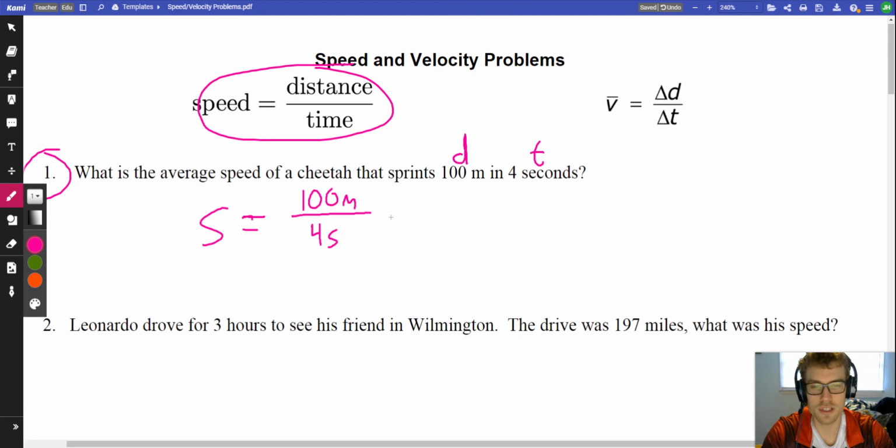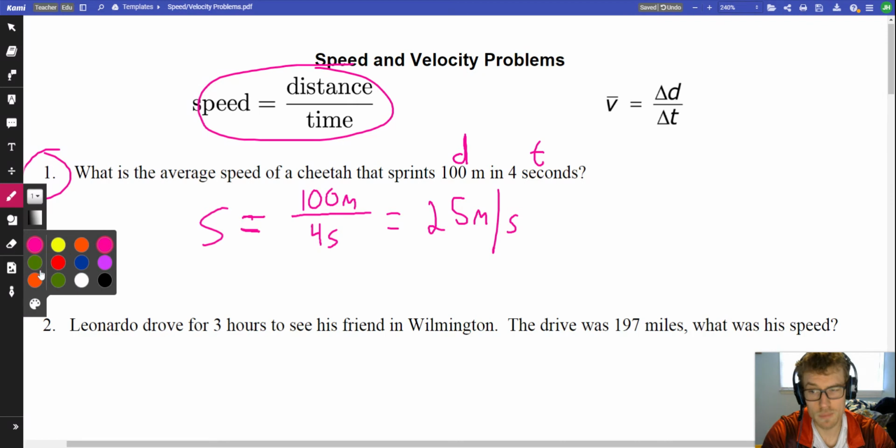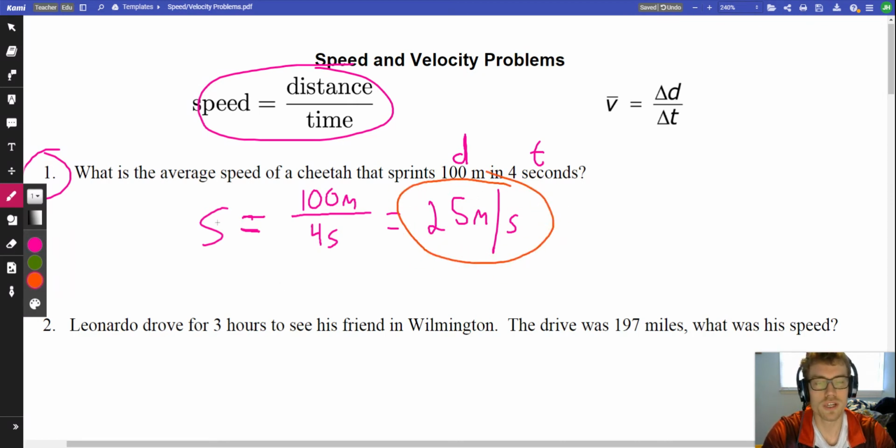And then the final skill that we need to be able to do is we need to actually be able to solve the problem. So we have 100 meters divided by 4 seconds. That's equal. So this is all pretty straightforward. We just get 25 meters per second, which is very, very fast. But this is a cheetah we're talking about. And so this is our answer. Don't forget that because this is speed we're talking about, we don't have to include a direction, but we do need to make sure to include a unit in order to get full credit.